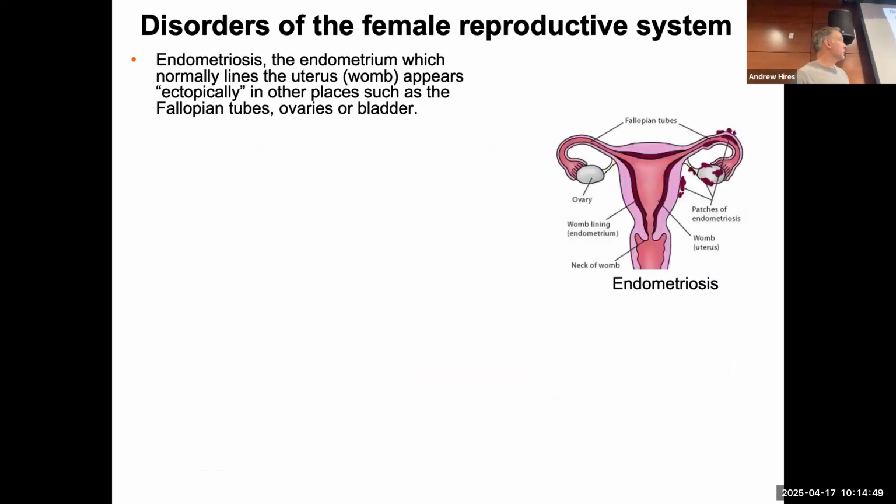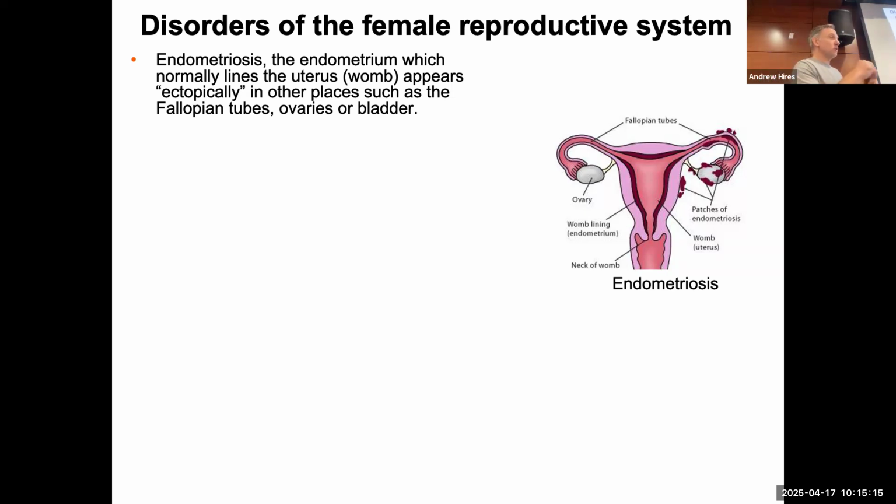Okay, so what are some things that can go wrong? So endometriosis is very common. Endometriosis is where the endometrial lining has endometrial cells that have to be able to continue to do mitosis and proliferate throughout the course of a woman's life, at least for a portion of the fertile part of a woman's life.